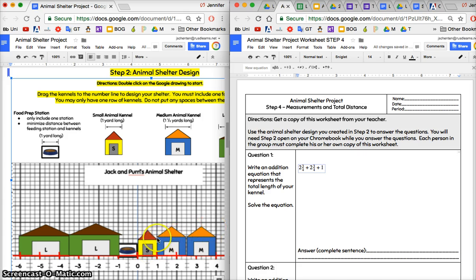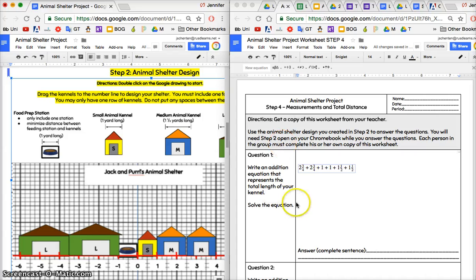So I have my small kennel is next, and that's a yard long. So I say plus 1. And then I have 2 medium kennels. Now the medium kennels are 1 1/2 yards long. So I'm going to put in here plus 1 1/2 plus 1 1/2 again for the length of the second kennel. So this is your addition equation, where it says write an equation that represents the total length of the kennel.